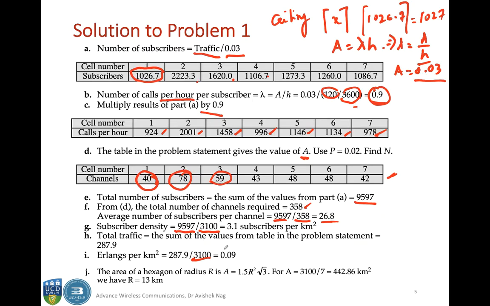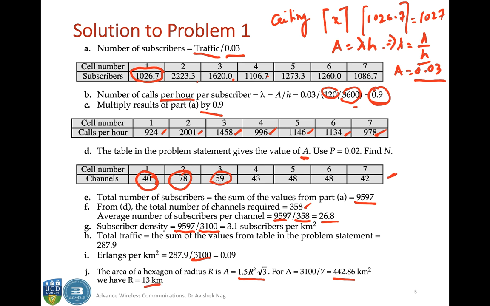And then finally, what is the radius of a cell? We assume that we have hexagonal geometry. The area of a hexagon of radius r is given by this. We have 7 cells, so for each cell, the area is 442.86. Therefore, from this, you can find r as 13 kilometers.